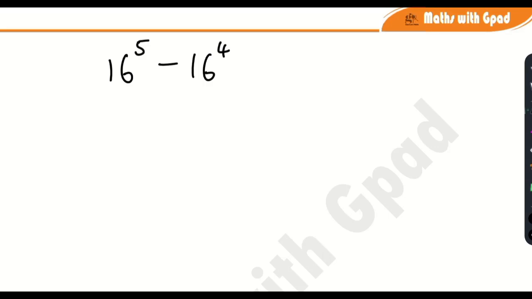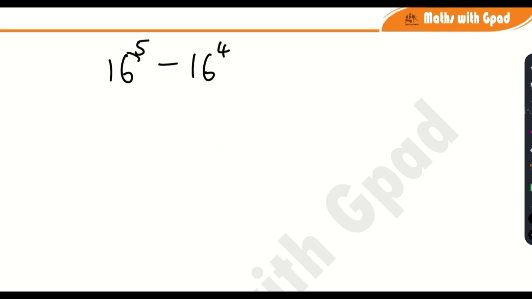What if you're asked to simplify this without the use of a calculator? How are you going to do it? It will be really stressful if you have to do 16 times 16 times... Oh no, it's going to be really, really stressful. So let me show you how you can do this easily without the use of a calculator. Are you ready? Let's get right on it.